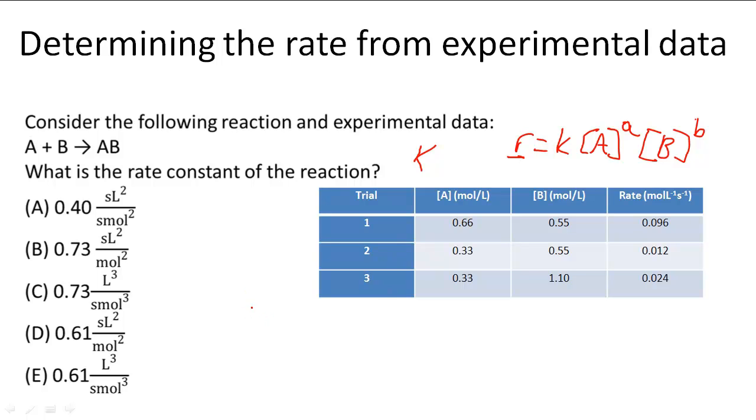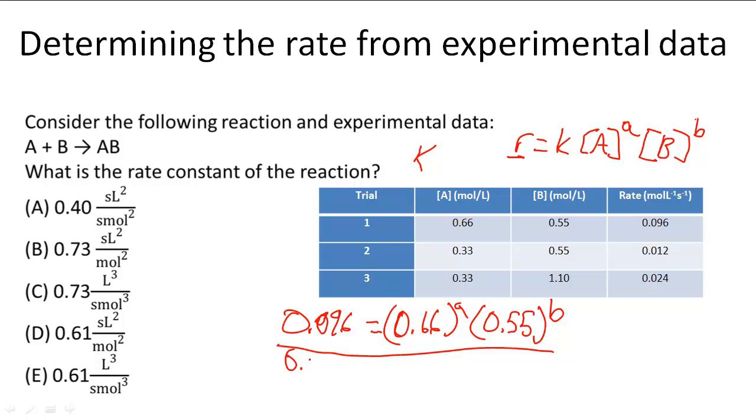So we're going to divide the rates. It's going to be 0.96 divided by 0.12, because this is for trial 2, which equals 0.66 to the power A and 0.55 to the power B, all divided by 0.33 to the A, 0.55 to the B power. Now when we do this, we get 8 on this side.